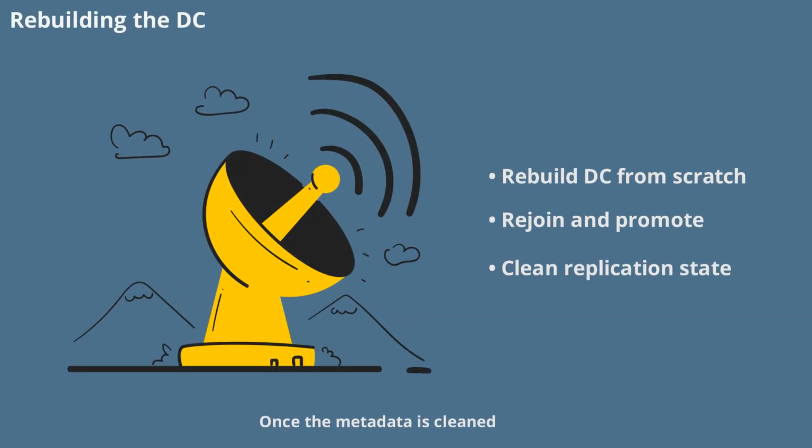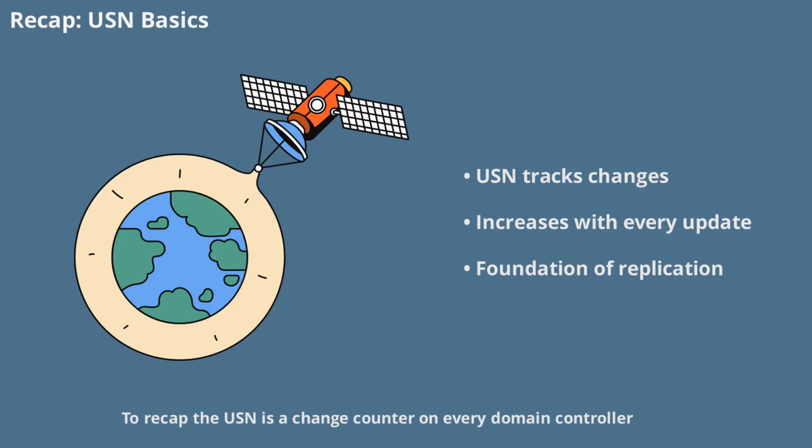Once the metadata is cleaned, the next step is to rebuild the domain controller from scratch. This involves rejoining it to the domain and promoting it again. By starting fresh, you ensure that the new controller has a clean replication state and can safely participate in the network.